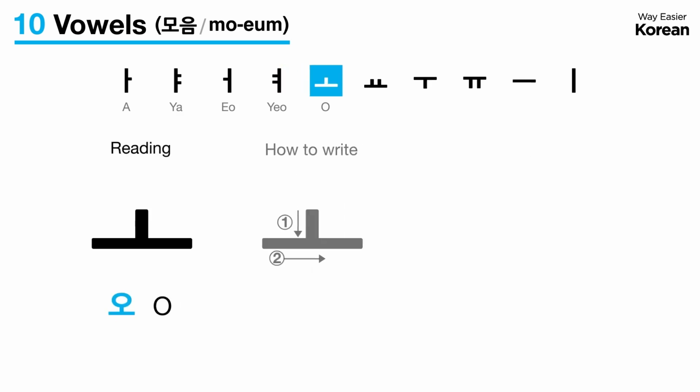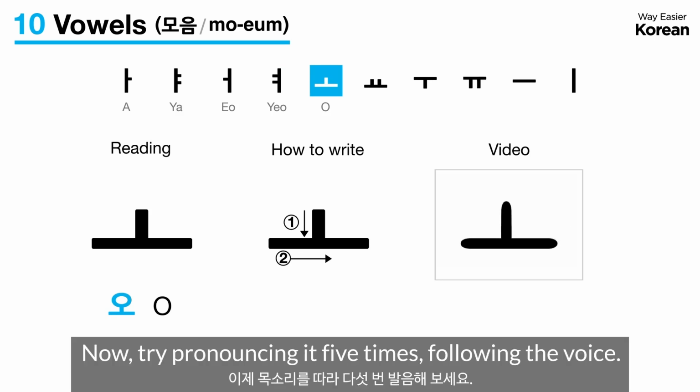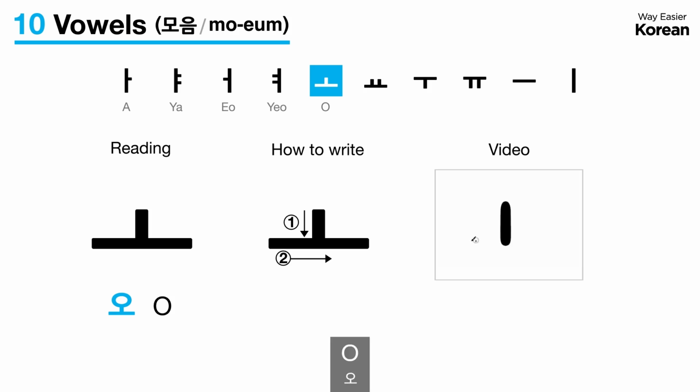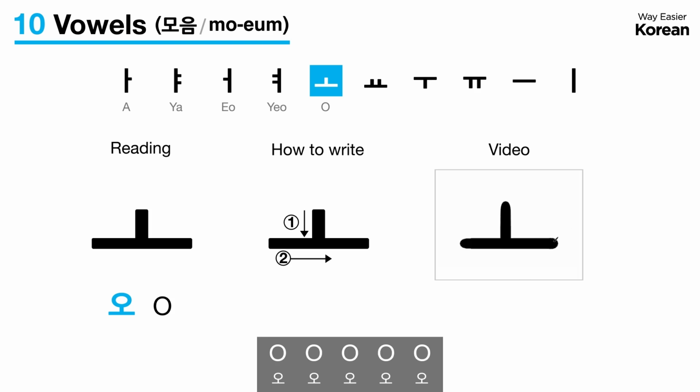오. The name of this vowel is 오. Now, try pronouncing it 5 times, following the voice. 오, 오, 오, 오, 오.